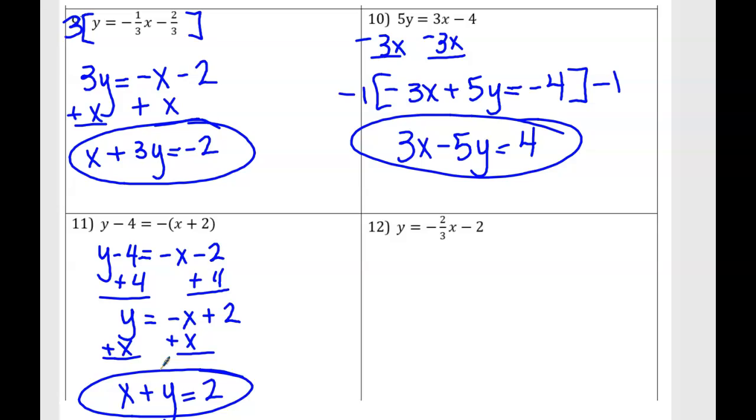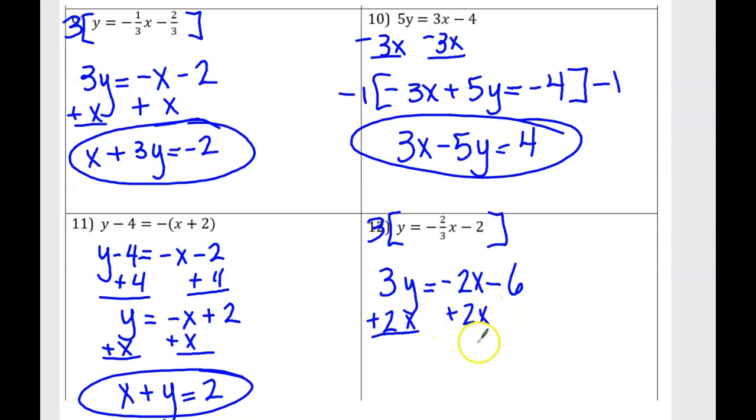And now the final example, number 12, we have a fraction. Lowest common denominator is just 3, so we're going to multiply both sides by 3 to get rid of that fraction. So we end up with 3y equal to negative 2x minus 6. Okay, from here we're going to bring the 2x to the other side by adding 2x for a final answer of 2x plus 3y is equal to negative 6.